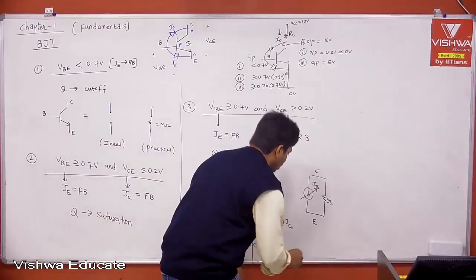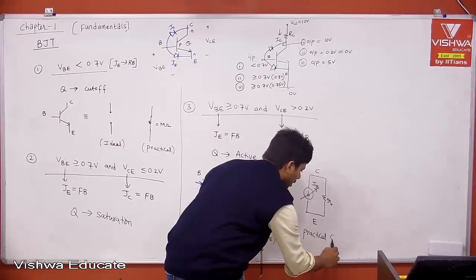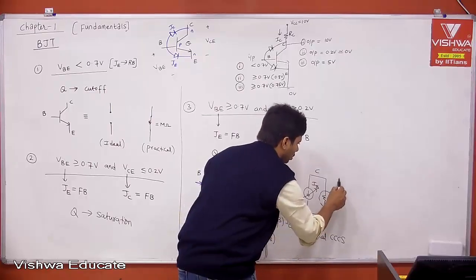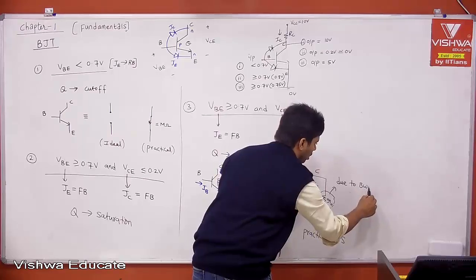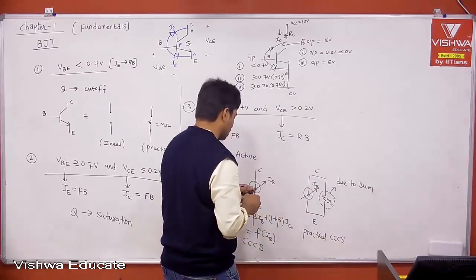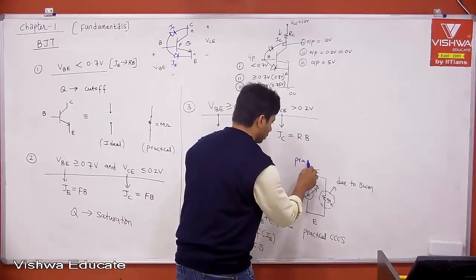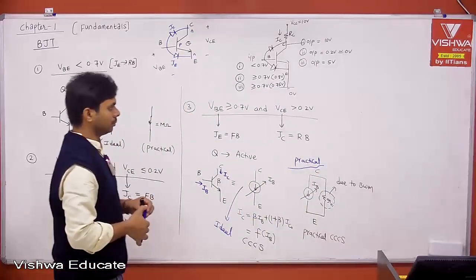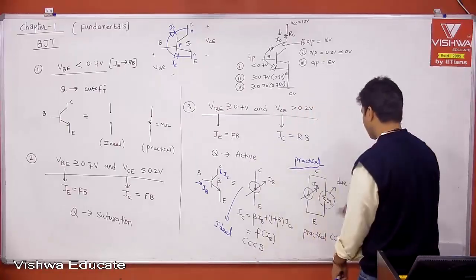This is also current controlled, but this is a practical current controlled current source due to this r0, right? This is due to base width modulation. Due to base width modulation, your IC, maybe if you ask me, I'll tell you that also, but this is your practical model. Therefore, if you ask me the current, I don't have the space here.